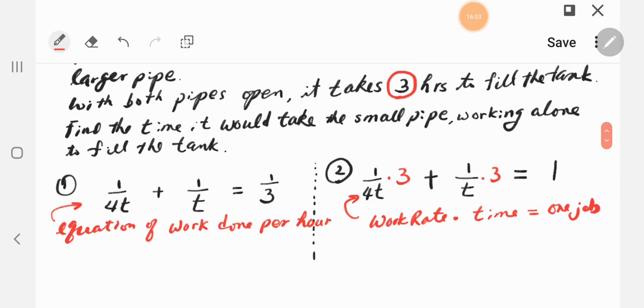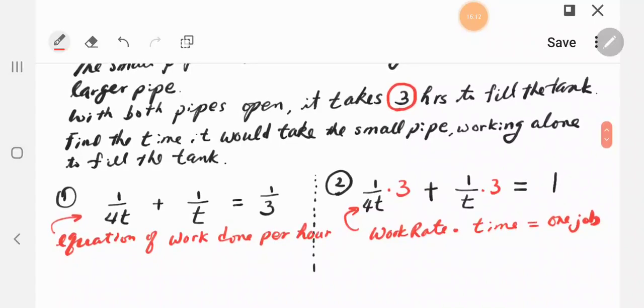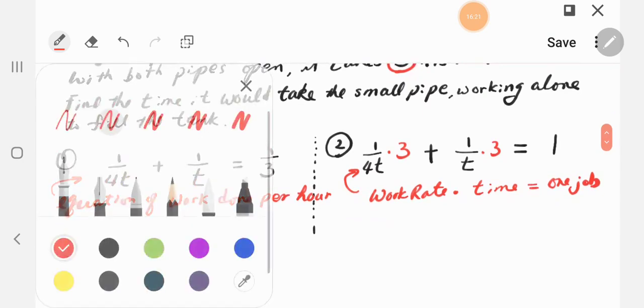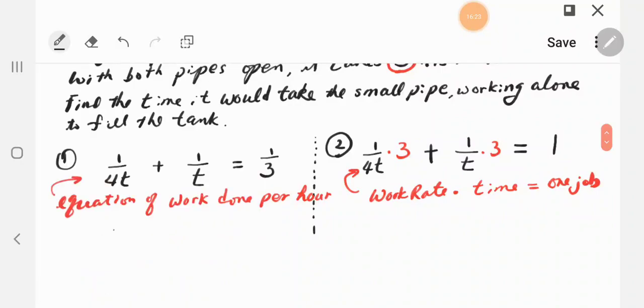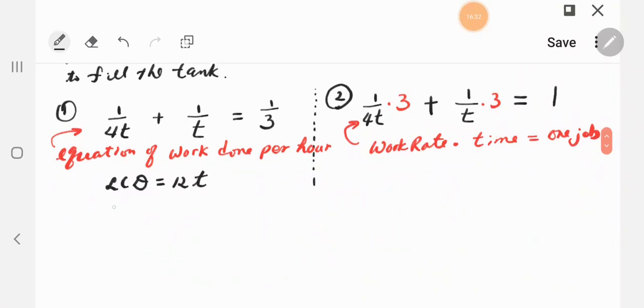So you can write an equation. You can use either one of these two equations. Which one is best? It doesn't matter. I prefer the first one because it's really simple. You can set up an equation of the work done per hour. So from this, the LCD. What's the LCD? We want to find T first. So LCD is 12T. So multiply the whole equation by 12T.